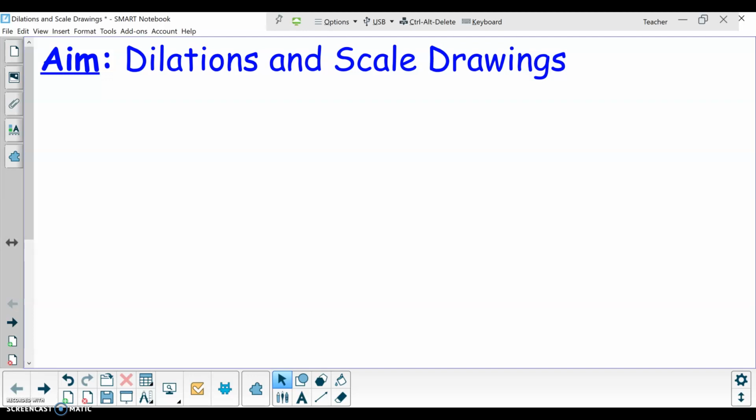So today's lesson is going to be on dilations and scale drawings. So you're going to need a compass. So if you guys want to take out a compass and a straight edge.